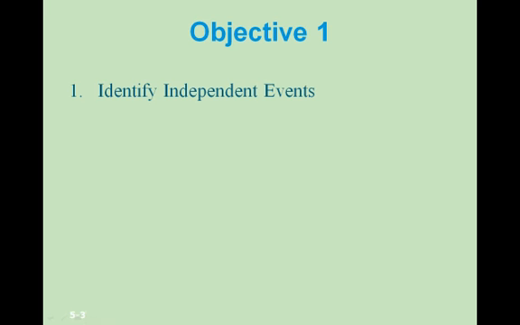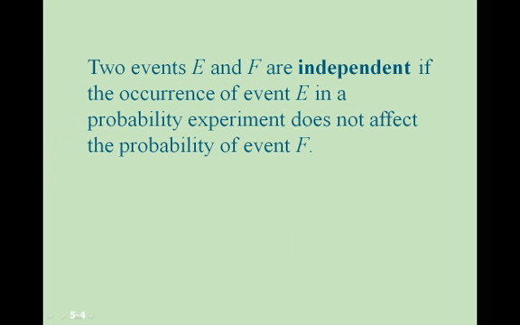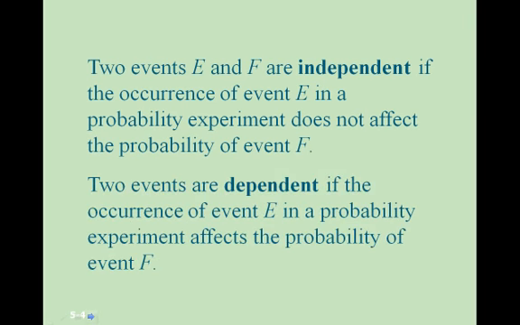Objective 1, we want to identify independent events. Two events, E and F, are independent if the occurrence of event E in a probability experiment does not affect the probability of event F. Two events are dependent if the occurrence of event E in a probability experiment affects the probability of event F.